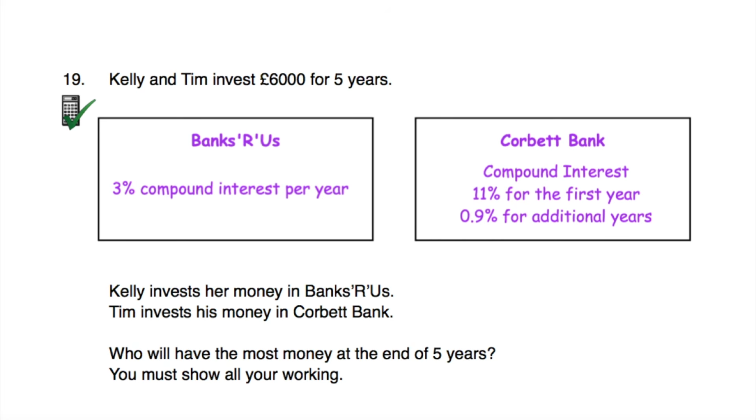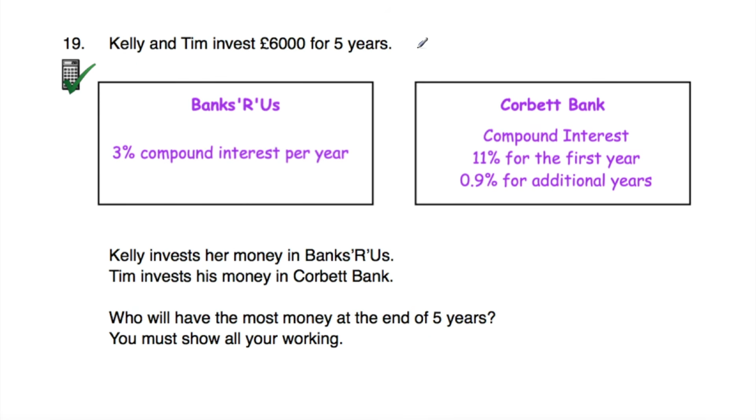Okay, let's look at our next question, question number 19. Question number 19 says that Kelly and Tim invest £6,000 for 5 years. And there's Banks R Us and Corbett Bank. Banks R Us pay 3% per year compound interest. And Corbett Bank pay compound interest. It pays a promotional 11% for the first year and then only 0.9% interest for additional years.